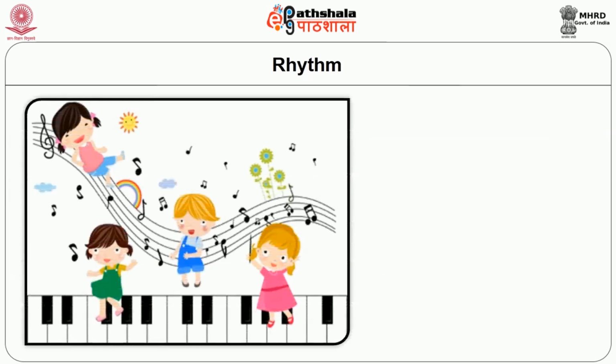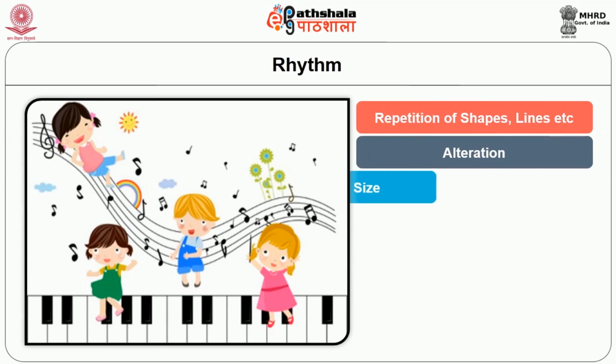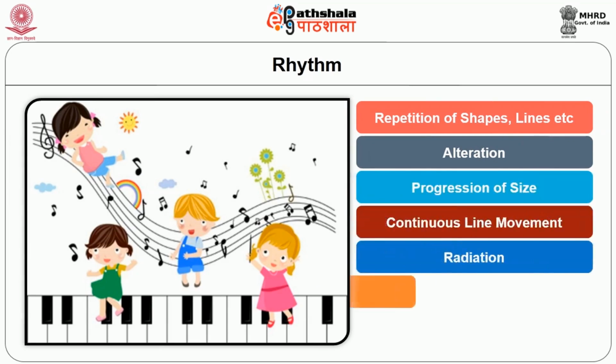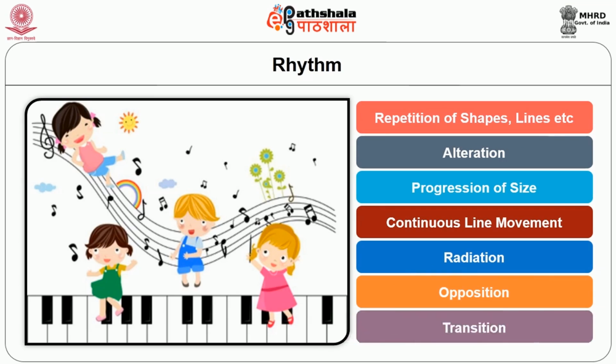There are 7 ways in which rhythm is achieved. They are rhythm through repetition of shapes, lines, color, etc., rhythm through alteration, rhythm through progression of size or gradation, rhythm through continuous line movement, rhythm through radiation, rhythm through opposition, and rhythm through transition.